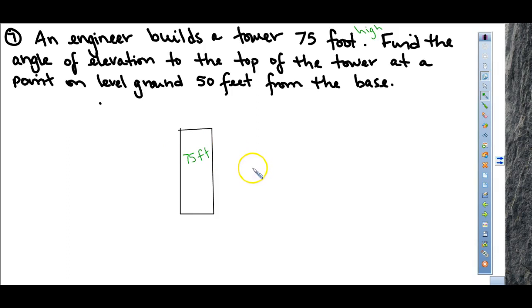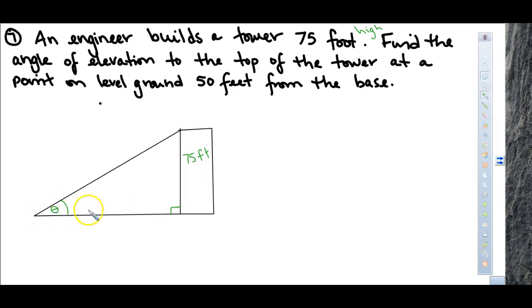Find the angle of elevation to the top of the tower at a point on level ground. So how about some ground? Here's our ground, and it's level. And we're going to go from this point to the top of that tower right there. So there's our right triangle. So this is 75. Find the angle of elevation. Here's our angle of elevation right here.